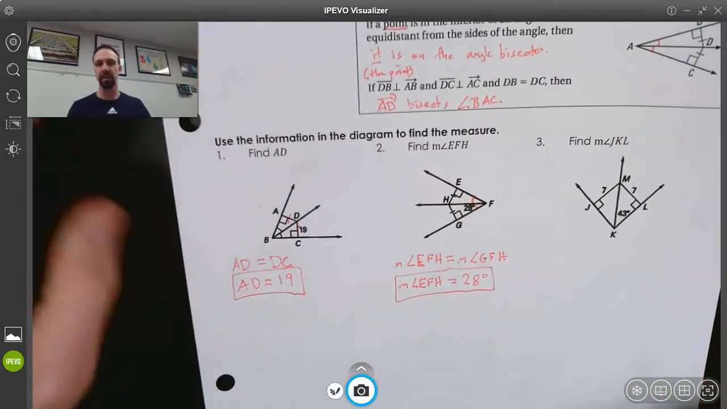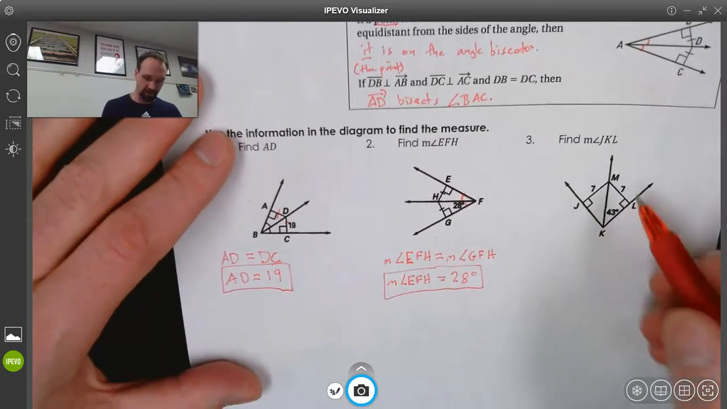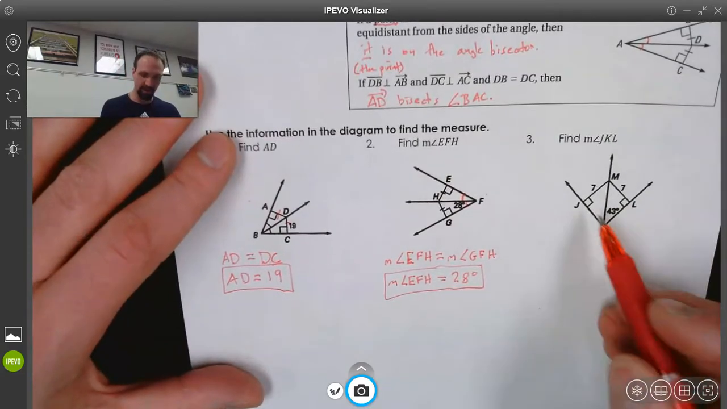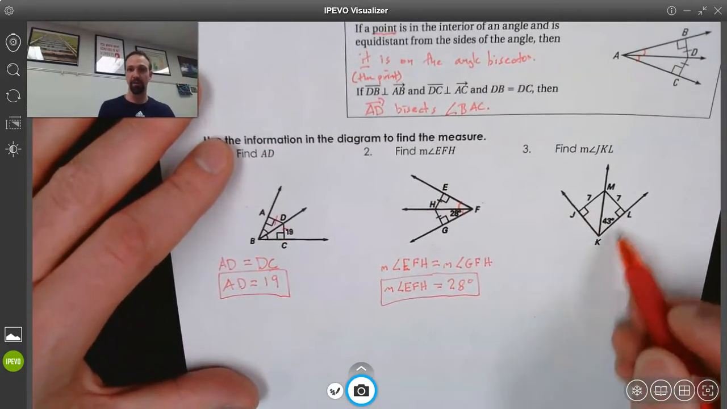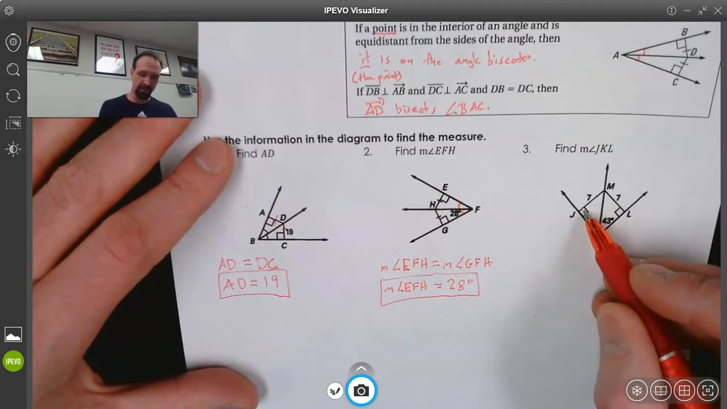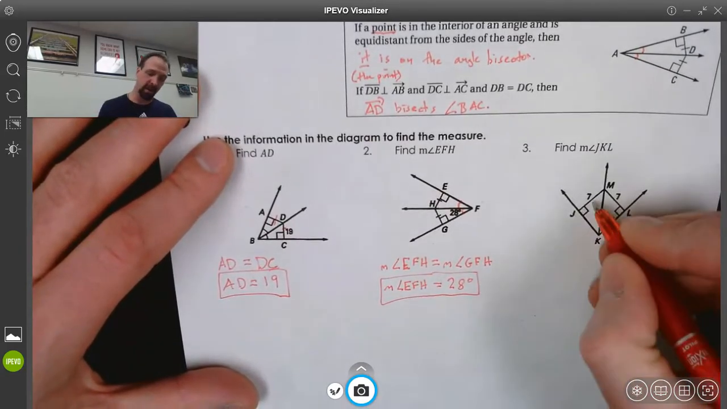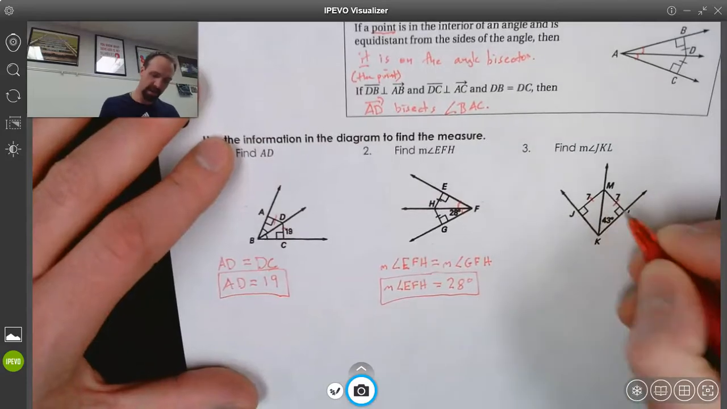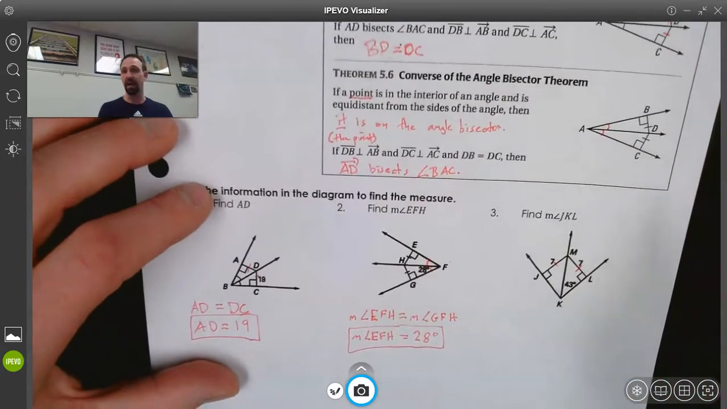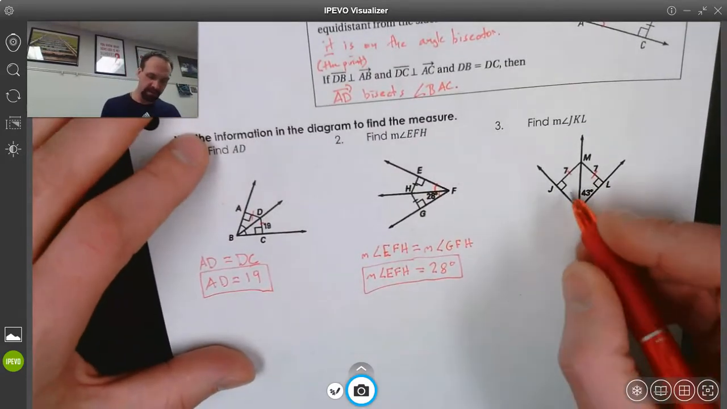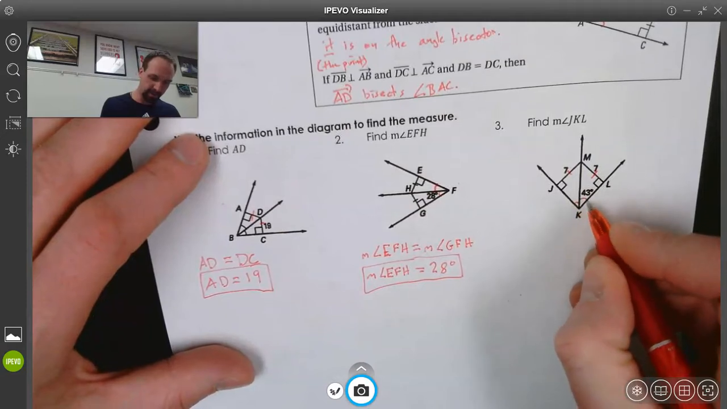Now, someone wants to know the measurement of angle JKL. So that's the entirety of the angle. Again, we have this perpendicular part, and we have that these two are congruent. Even though it doesn't have the congruency marks, it tells us the measurements of these. So this is another example of the converse. So I know that this here and this here are the same.